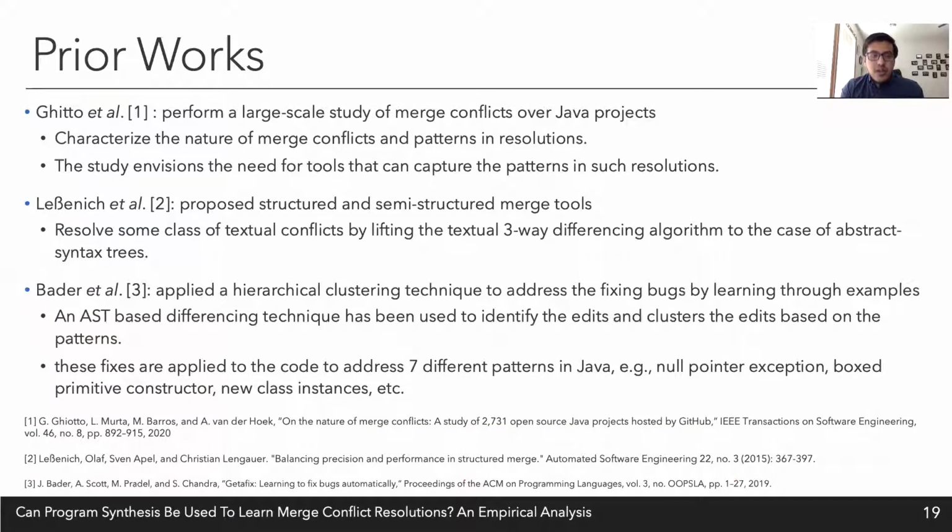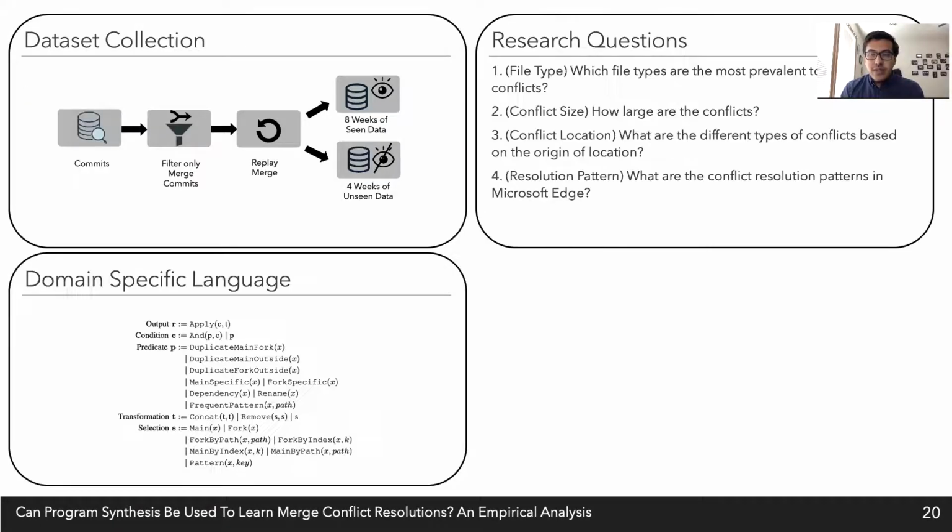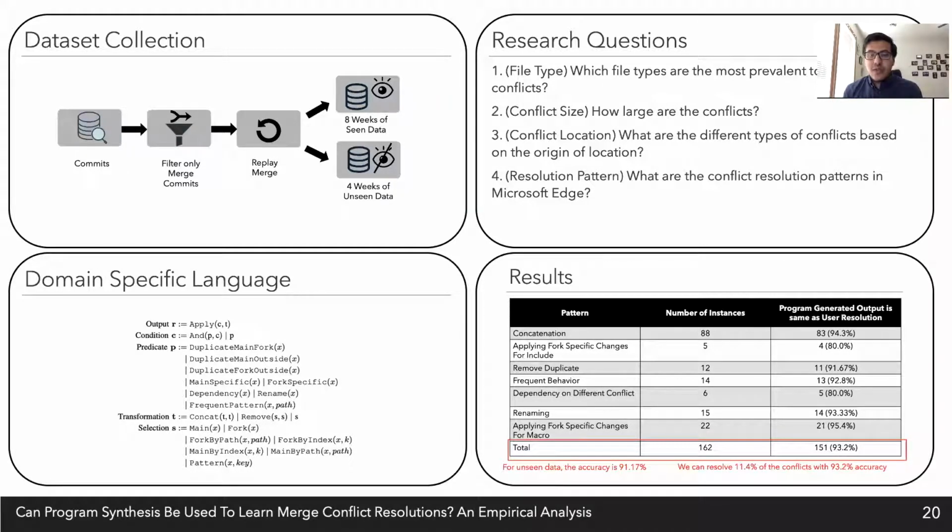The prior works are closely related. Prior works are Gousios et al., who performed a large-scale study of merge conflicts over Java projects, and the JDime work that proposed the structured and semi-structured merge tool. The motivation behind this work was to inform how program synthesis can be applied for assisting the merge conflict resolution, that can be beneficial for 2 reasons: flexibility to accommodate new patterns, and adding explainability to the resulting suggestion.